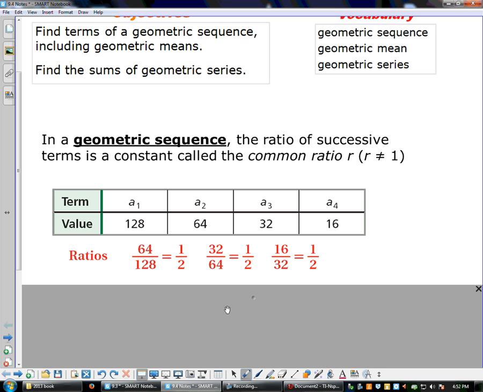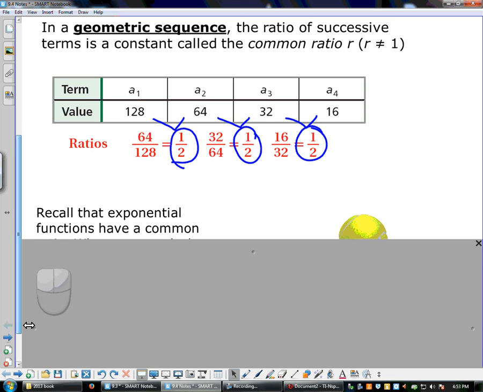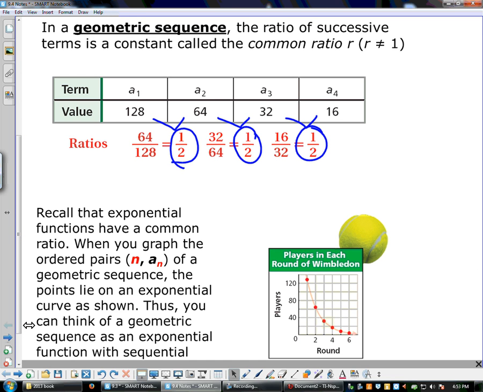If we take this term and divide it by the first term, 64 divided by 128 is 1/2. If we take this term divided by this term, we also get 1/2. If we take 16 over 32, we also get 1/2. So they do not have a common difference, but they do have a common ratio, and that makes this a geometric sequence. So recall that exponential functions have a common ratio.